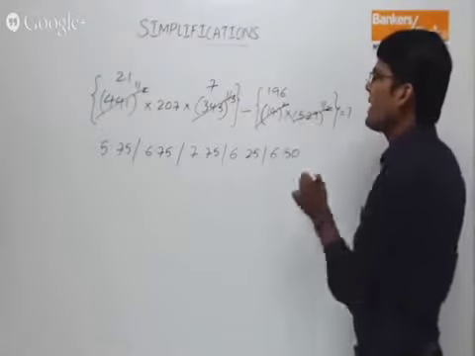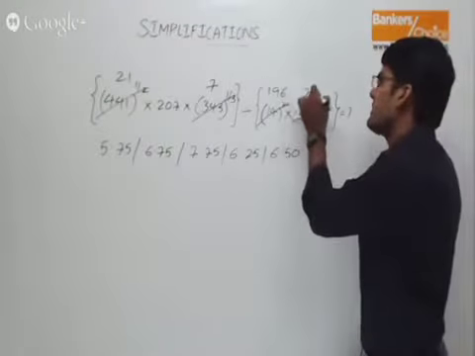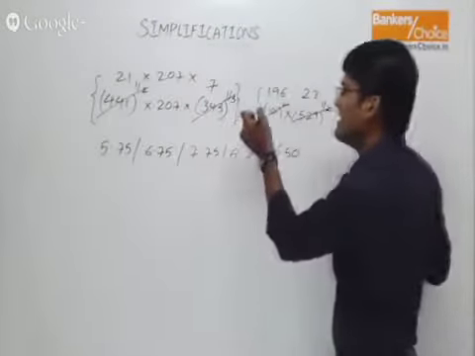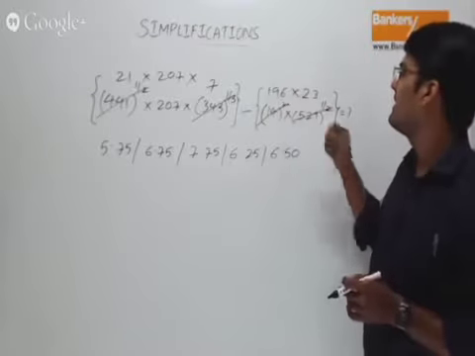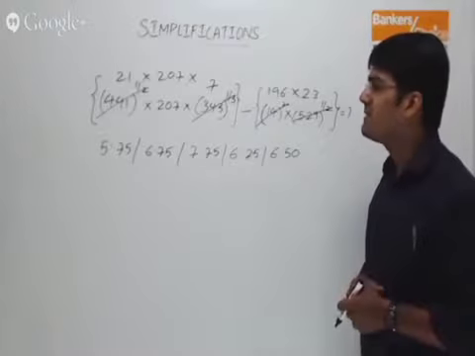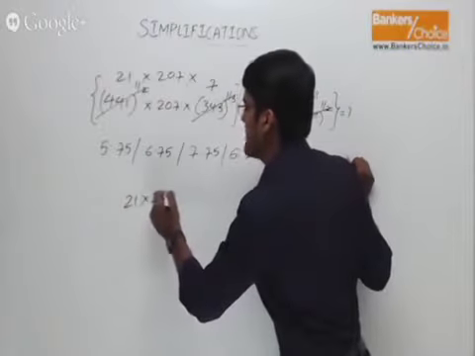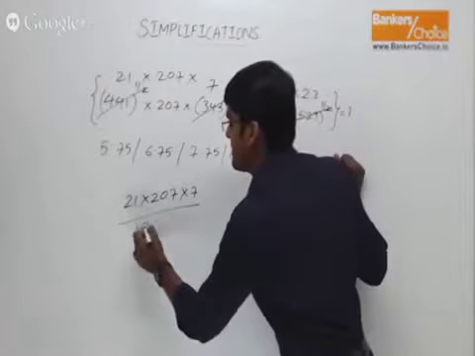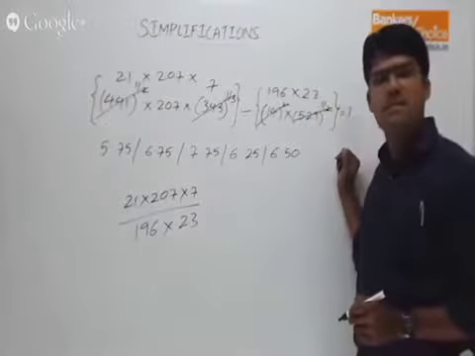So 529 square root. What is square root of 529? 23. Yes or no? 23 square is 529. So 21 into 207 into 7 divided by 196 into 23. Yes or no? 14 square is 196 into 23. 529 square root is 23. Now try to simplify this. What do you see? If you really look at it, 21 into 207 into 7 divided by 196 into 23.